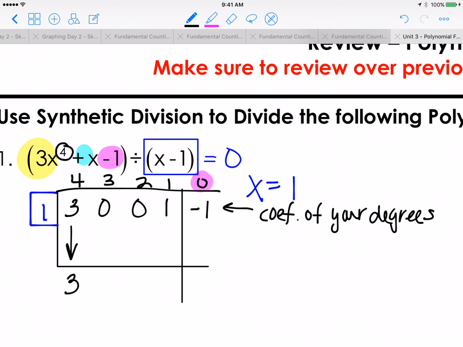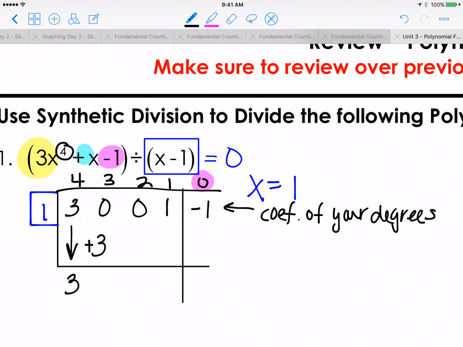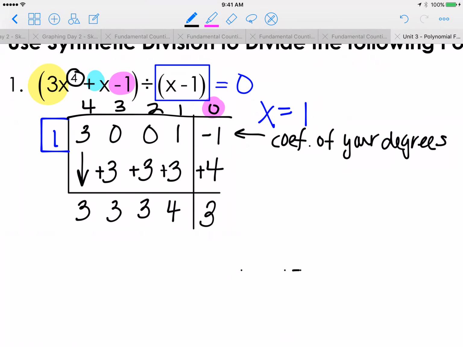So drop down the 3 and then multiply up. 3 times 1 is 3, and that's a positive 3. So then you're going to add 0 plus 3. You're going to get 3. 3 times 1 is 3, positive 3. Add down. You get 3. 3 times 1 is 3, and that's a positive 3. So you get 4. 4 times 1 is 4, and that's a positive 4. So negative 4 plus 4 is 3. Now those are your coefficients to your answer.